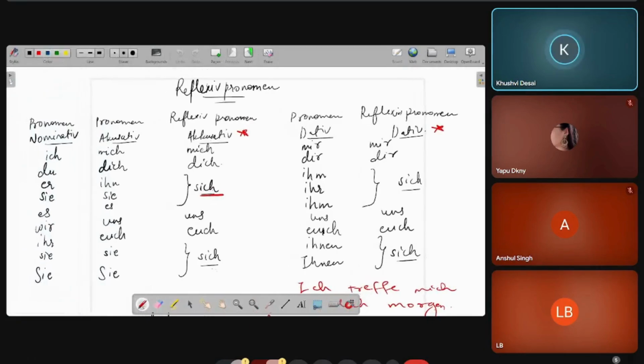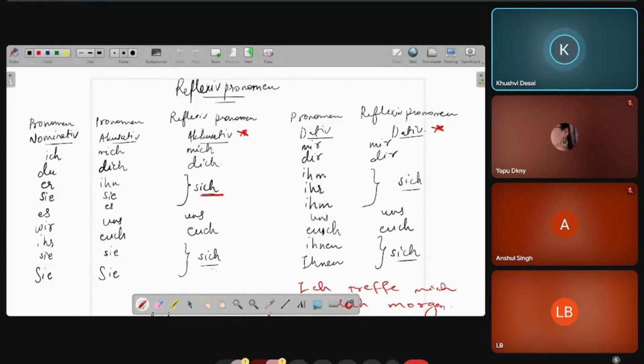For reflexive pronomen, you have to write down this table. These are pronomen in nominative, simple. Nominative pronomen: ich, du, er, sie, es. These are simple pronomen in accusative: mich, dich, ihn, sie, es, uns, euch, sie, and Sie. Simple. These are reflexive pronomen in accusative.